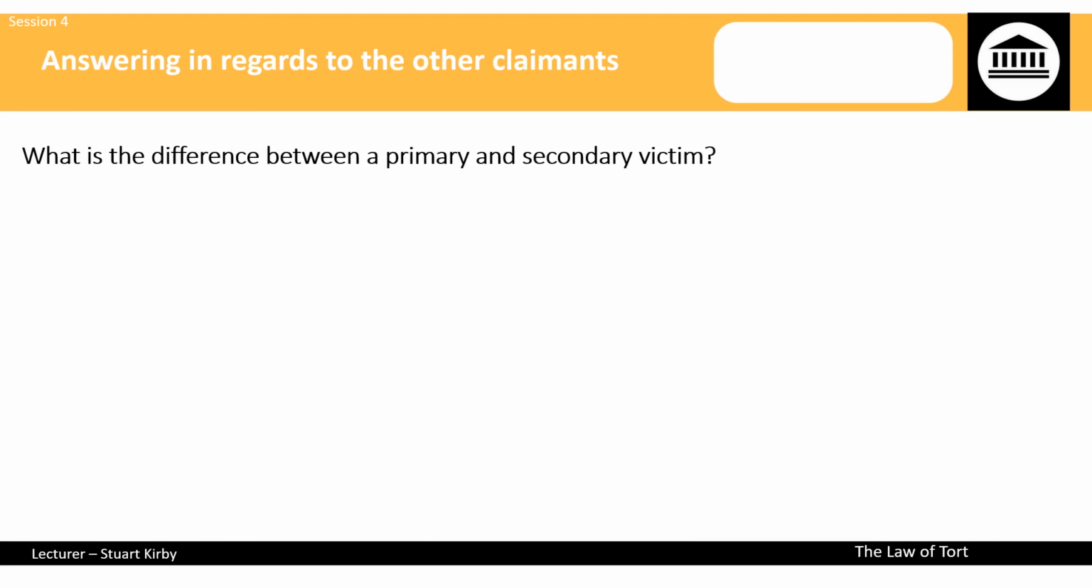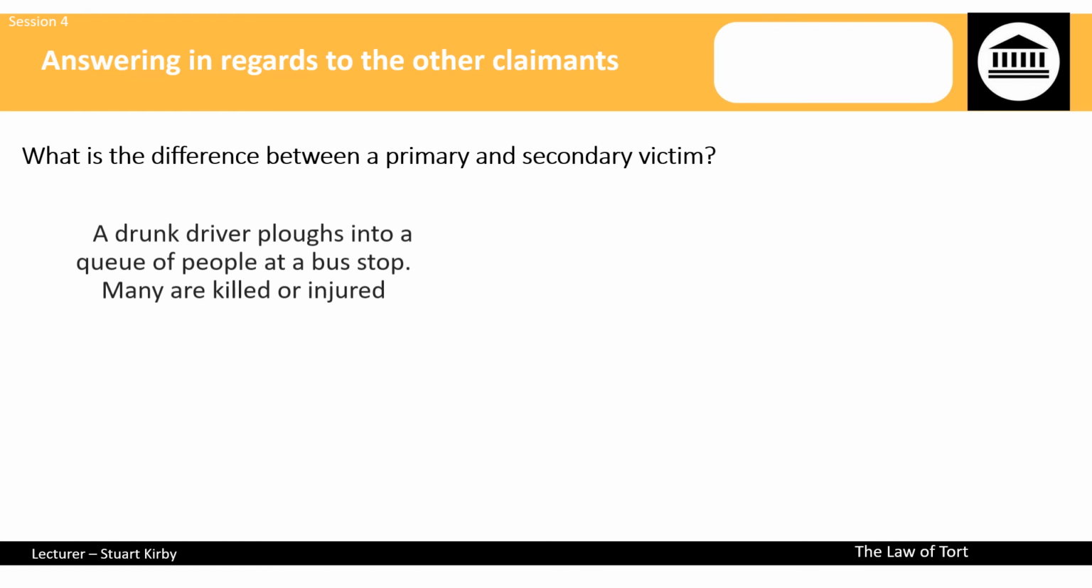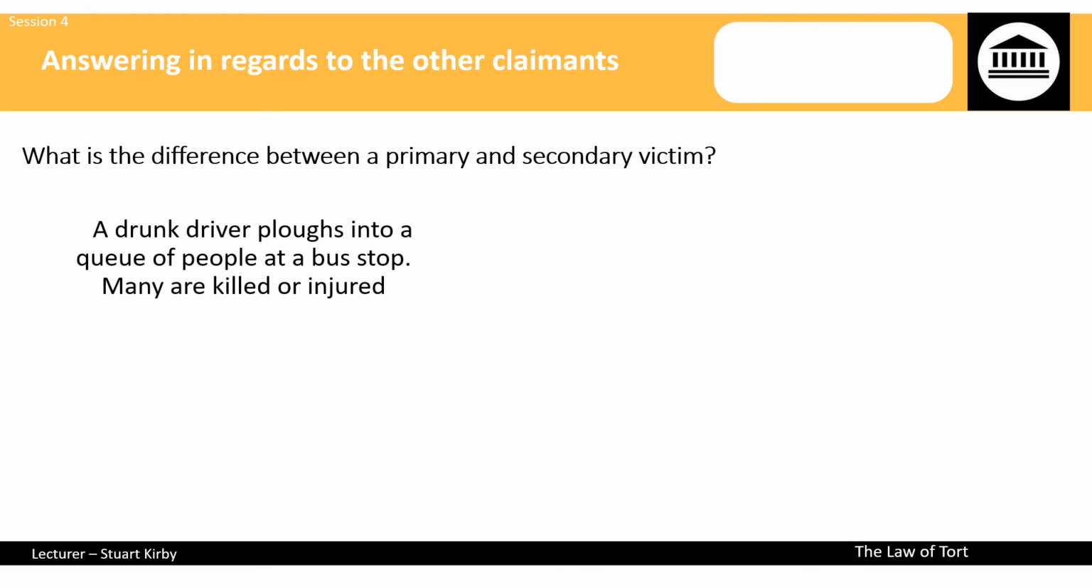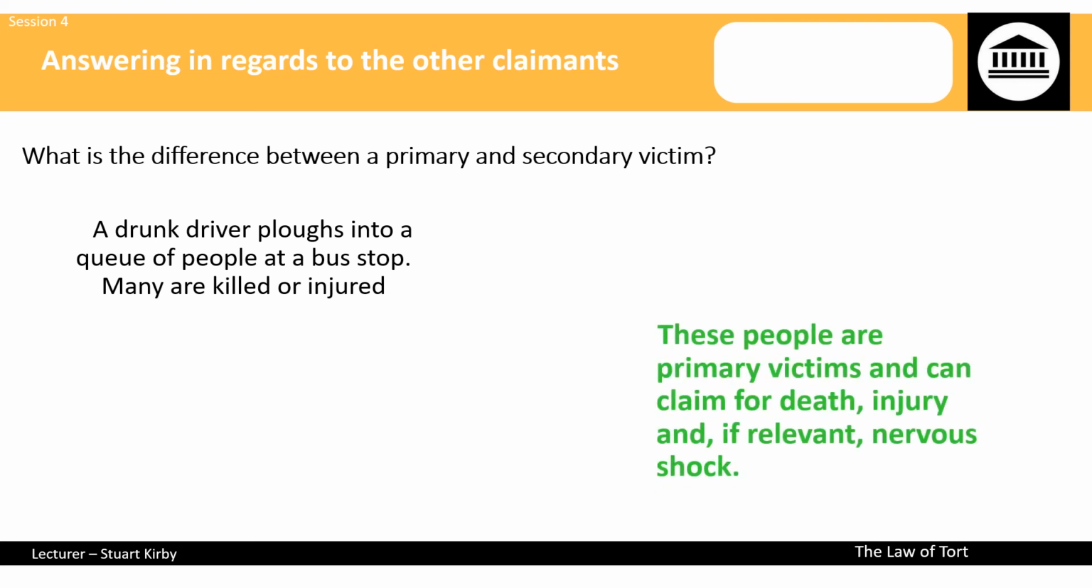So, what's the difference between primary and secondary victims? Here's a good way of looking at this, from a scenario point of view. A drunk driver plows into a queue of people at a bus stop. Many are killed or injured. These people are all primary victims and can claim for death, injury, and if relevant, nervous shock. So everyone at that bus stop that's been physically injured or killed is known as a primary victim.